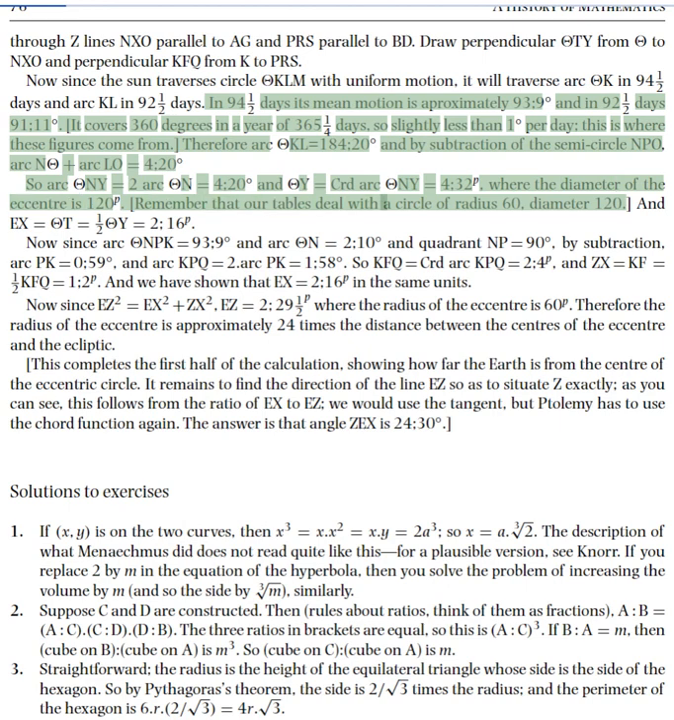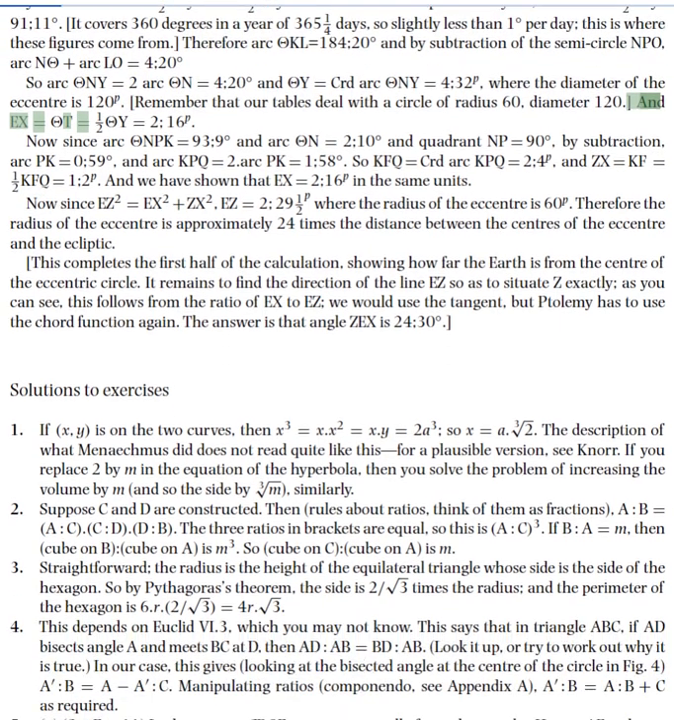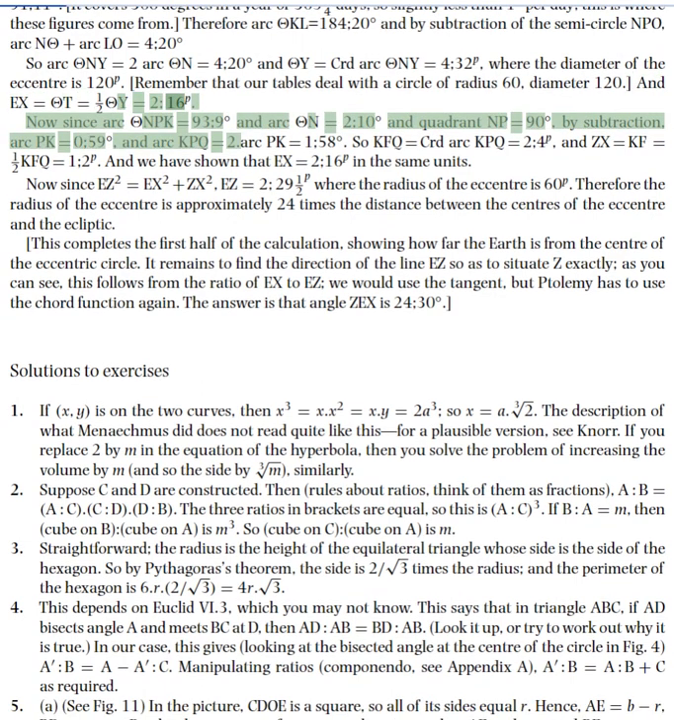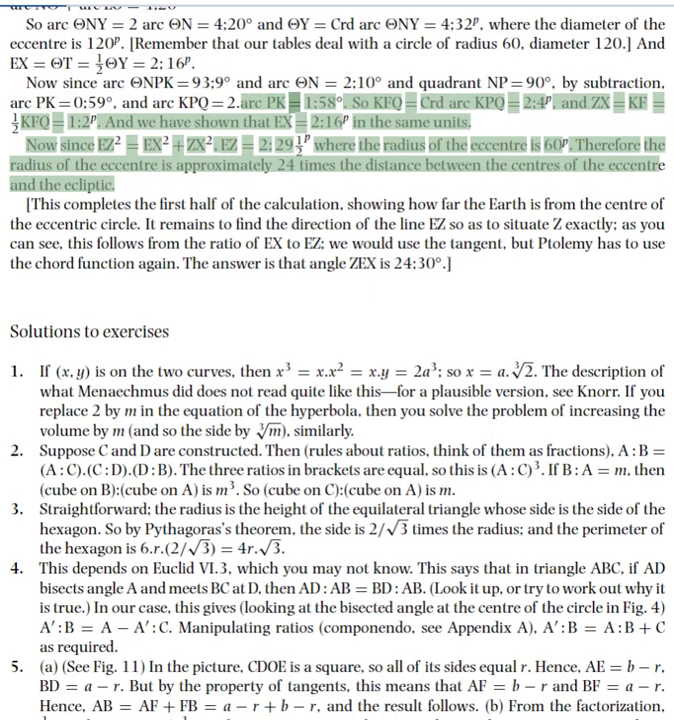Remember that our tables deal with a circle of radius 60, diameter 120. And EX equals 2.16. Now since arc NPK equals 93.9 and arc NK equals 2.10 and quadrant NP equals 90, by subtraction, arc PK equals 0.59 and arc KPQ equals 2. Arc PK equals 1.58. So KFQ equals the chord of arc KPQ equals 2.4 and ZX equals KF equals half of KFQ equals 1.2.